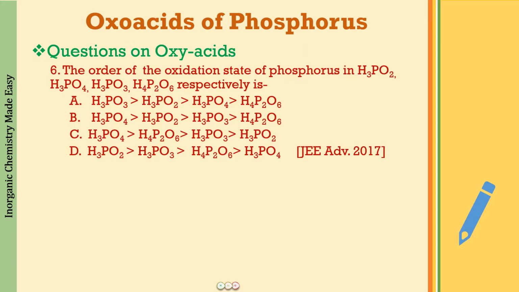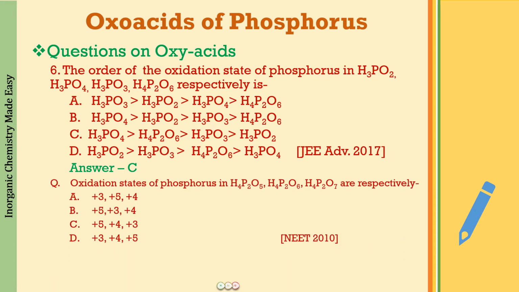So from this you can easily calculate, or just remember and write down the oxidation state of phosphorus in these compounds, and the correct option is going to be C choice. There is one similar question which was asked in the NEET 2010 examination. The oxidation state of phosphorus, again you had to calculate in these 3 compounds. So I would want you to write down the answer yourself.